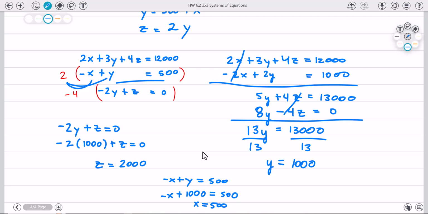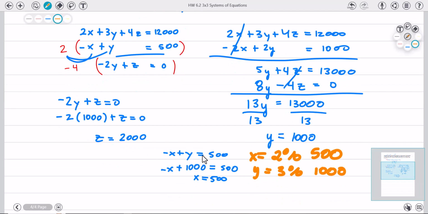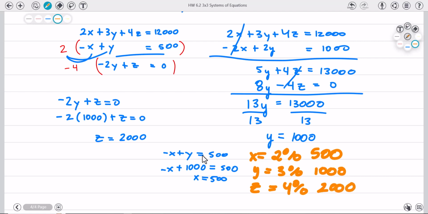So that tells me that the 2%, I'll write this a different color, 2% invested is 500 because that was x. The 3% invested is 1,000 because that was y. And then finally z, which is the 4% invested, is 2,000.